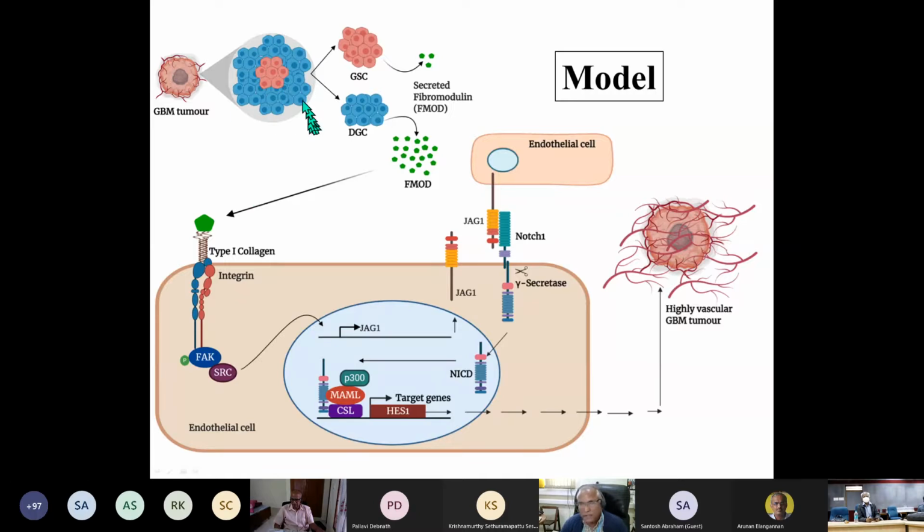You have 2 types of cells, cancer stem cells and non-cancer stem cells. Non-cancer stem cells form the bulk of the tumor, and they make this protein F mod. The F mod interacts with the endothelial cells through a particular pathway we have defined, and it is able to activate angiogenesis. Thereby, it is creating a highly vascular glioma tumor, helping the overall growth of the tumor and making it more aggressive. This is our model.